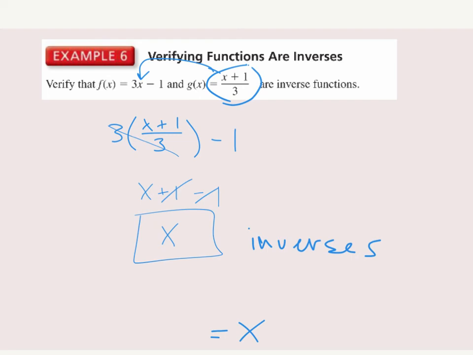So that's how we verify. Just take your g of x, plug it into the x in f of x, and you want to get x left over. If we get anything other than just x, they're not inverses.